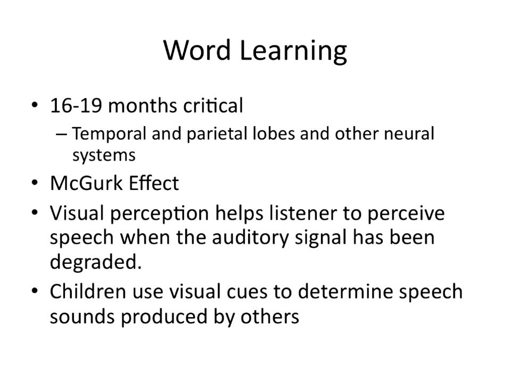Now, the McGurk effect. So I need from you, the McGurk effect. How is that important for the child? It says that the visual perception helps listeners perceive speech when the auditory signal has been degraded. And children use visual cues. So what does all of this mean? Can you give me an example as to how the McGurk effect may affect a child's ability to learn language, positively or negatively, speech.